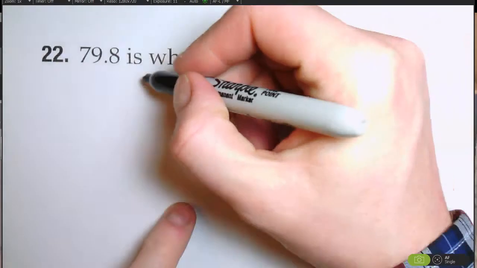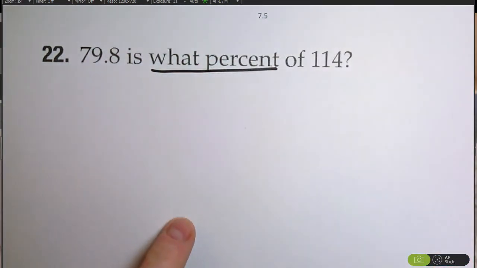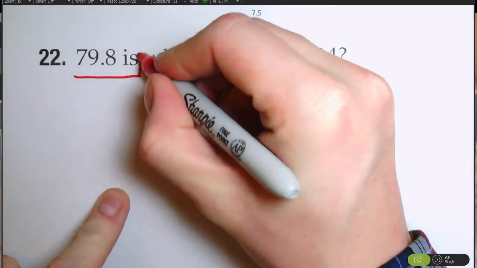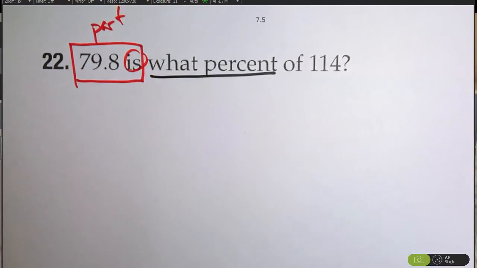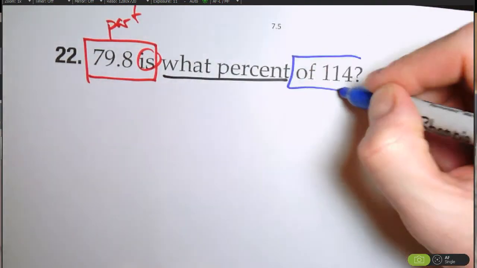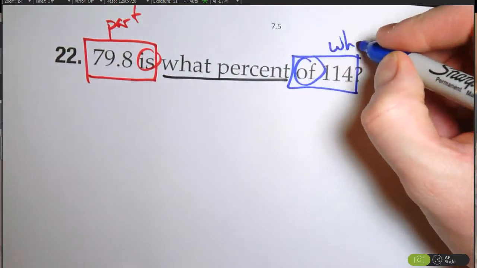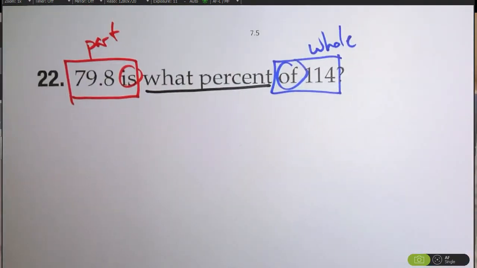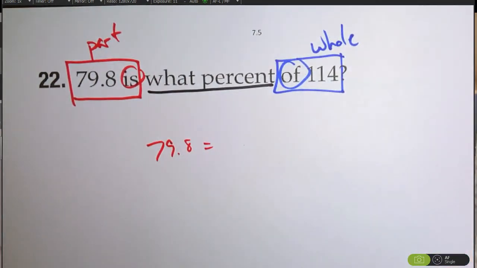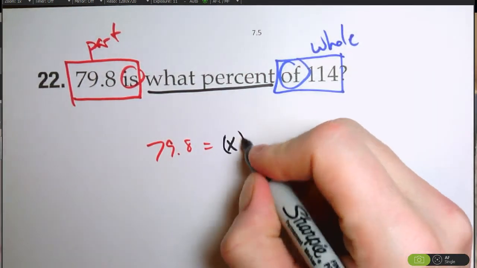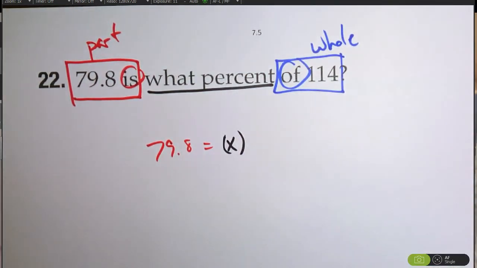So right off the bat, what percent? That's going to be my x. Now, in order to do that, I have to recognize that 79.8 is the part, because again it's attached to the "is," and "of" is the whole amount, which is 114. Okay, so now we just set up the equation. Part equals percent, which I'll just call x, times the whole, which is 114.